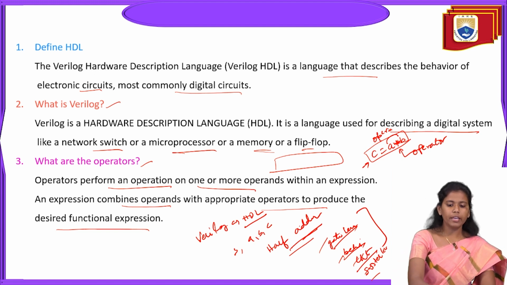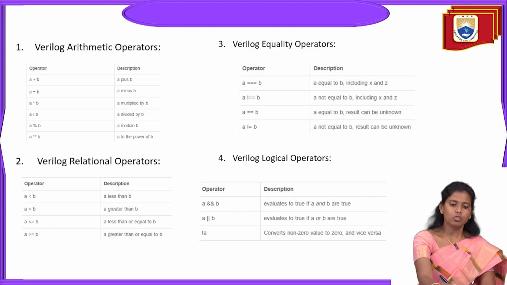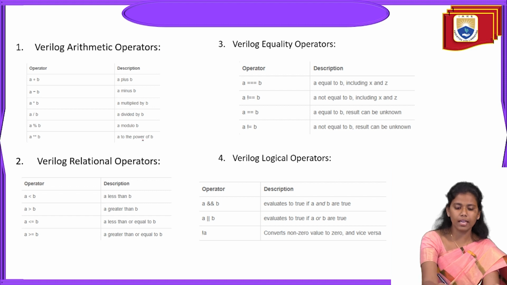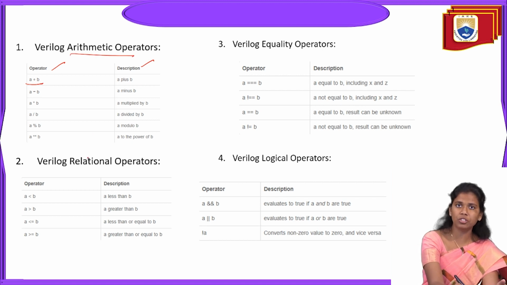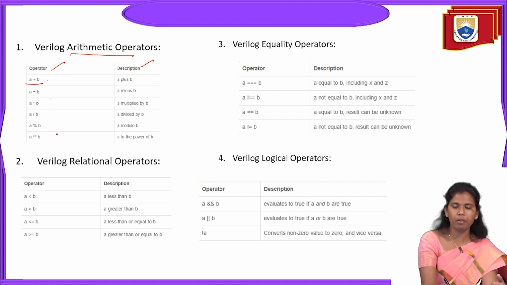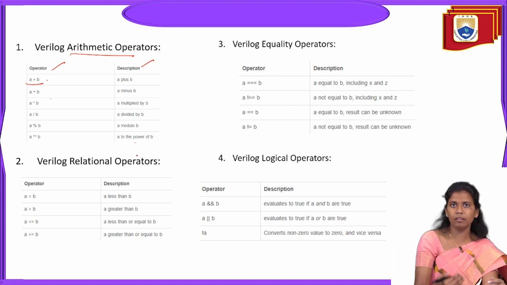Coming to operators, there are several types of operators we can see in Verilog. Let's go first with the arithmetic operators. Here you can see the operators and their descriptions. A + B is an addition operation. The arithmetic operations are addition, subtraction, division, multiplication, modulus (percent sign), and A to the power of B. These are the few arithmetic operations.